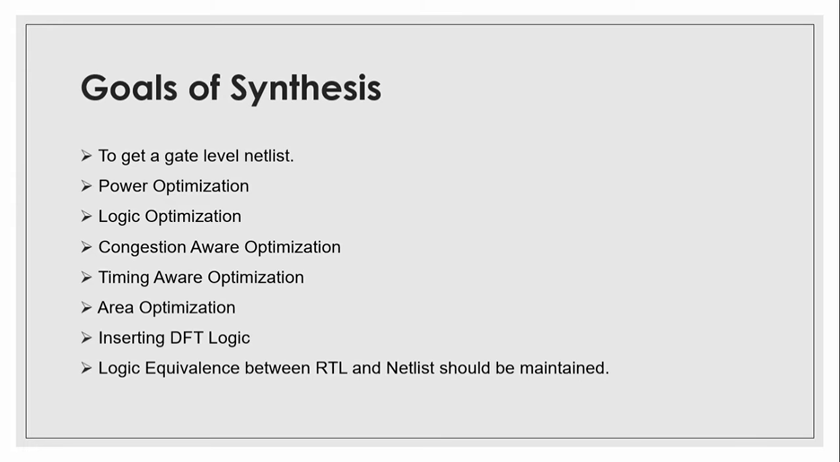The optimizations that we do at the synthesis stage are power optimization, logic optimization, congestion aware optimization, timing aware optimization, and area optimization. Then we insert the DFT logic, that is the scan chains, and finally we check that the logic given in the RTL matches the netlist. So we are maintaining logic equivalence between RTL and netlist. This is mandatory, because functionality should remain the same, and the logic should not get affected by any optimization. So these are the major goals of synthesis.